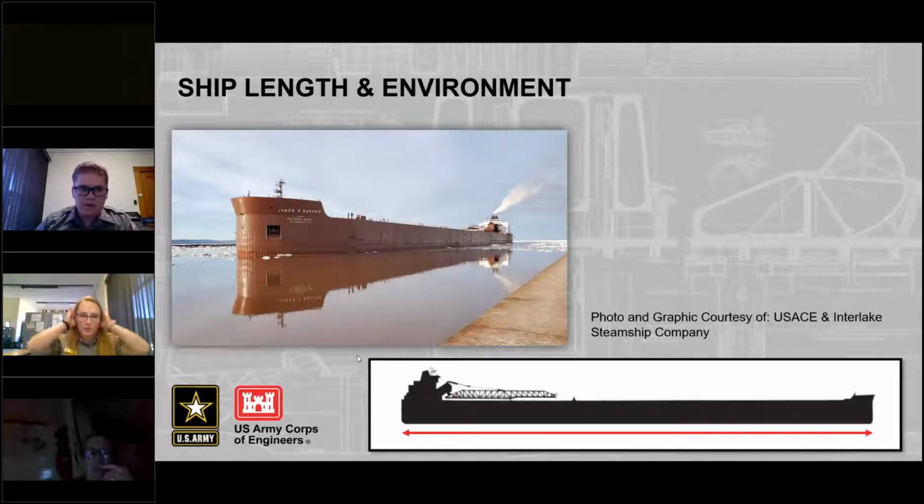So to start today's program, we'll be talking about ship length and how the Great Lakes environment has affected ship size over time. The vessel that you see here is the James R. Barker. She measures 1,004 feet in length, 105 feet in width, and roughly 50-some feet in depth. There's only one obstacle that prevents the Barker from going to the Atlantic Ocean, but for the purpose of this discussion, we'll be talking about two obstacles.